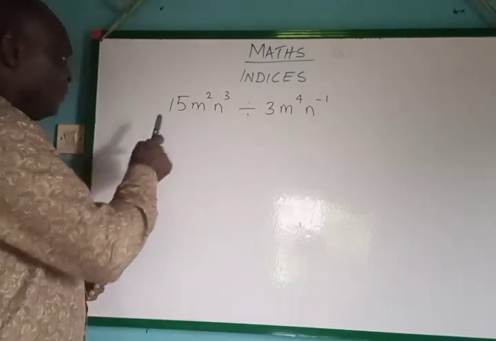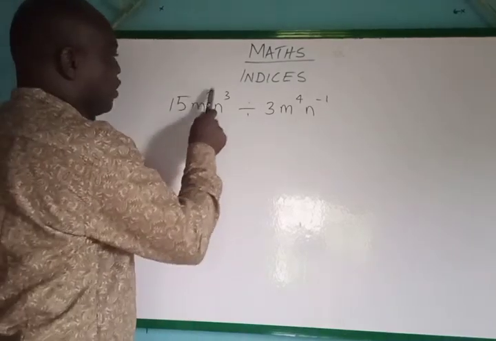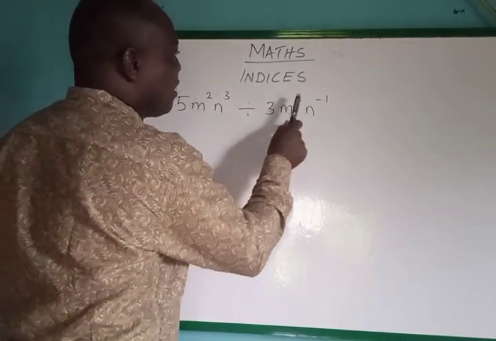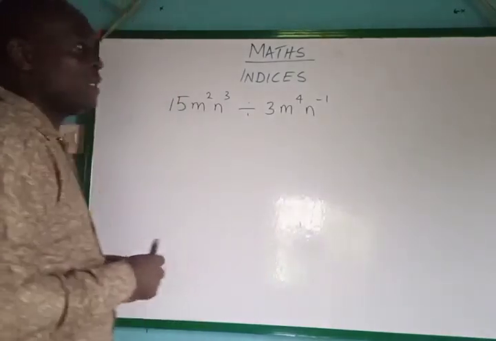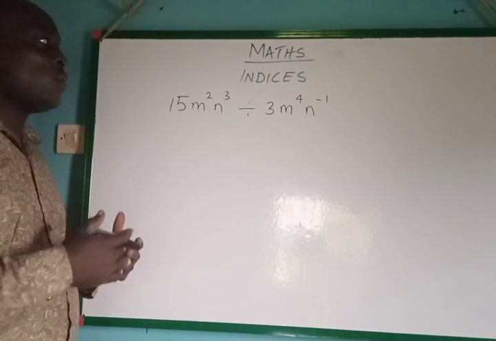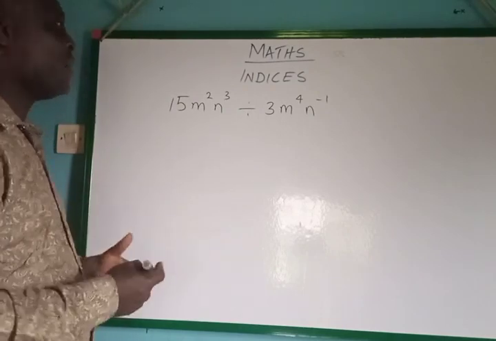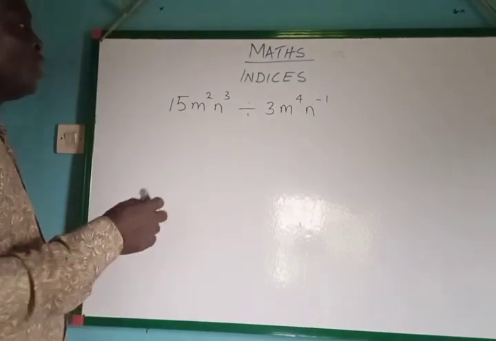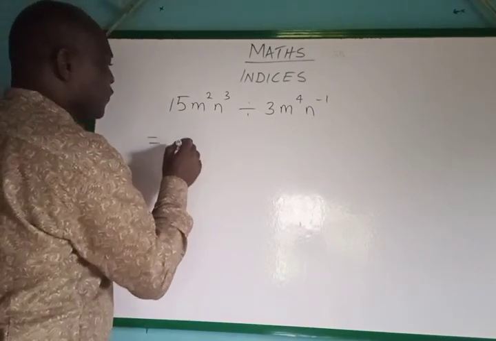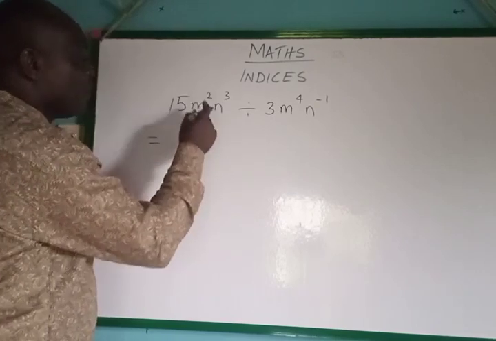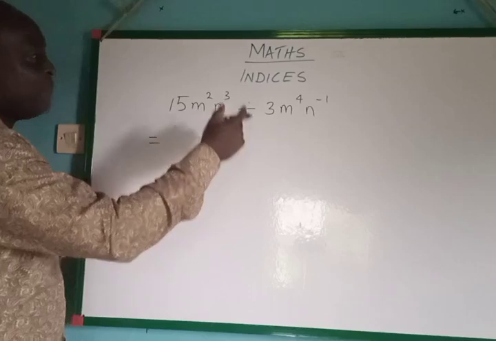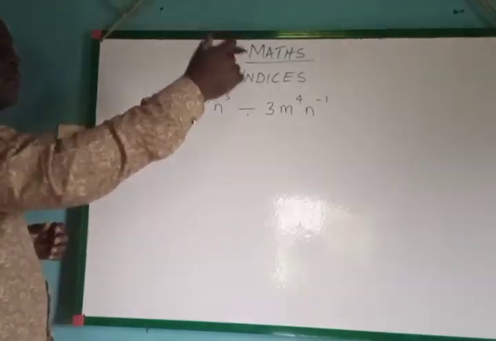Here we have 15m squared, 15m raised to the power 2, n raised to the power 3, divided by 3m raised to the power 4, n raised to the power minus 1. So if you look at the equation, you find out that it is an indicial expression. So let us resolve it. I can represent this again by writing 15m squared, n raised to the power 3 all over 3m raised to the power 4, n raised to the power minus 1.